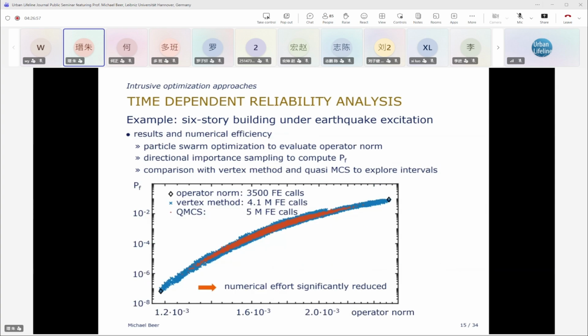So then we compare again with other methods. And we see in order to find the maximum and the minimum of the failure probability with operator norm theory, we need to call our finite element model only 3,500 times. When we solve this problem with more traditional methods like vertex or quasi-Monte Carlo, we need 5 million calls of a finite element model. So this is completely hopeless, okay? But 3,500 is possible. In particular, it's a sampling approach. So that means we can also do kind of parallel computing and that kind of stuff. I mean, it's related to this optimization problem. So we need to, let's say, parallelize the optimization, which is also not so easy, but it's possible to, let's say, do this in some way. Okay.